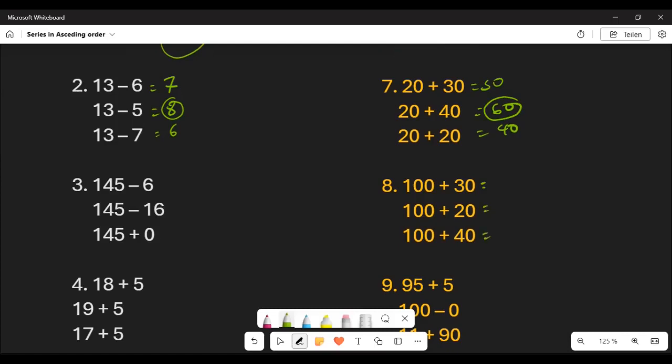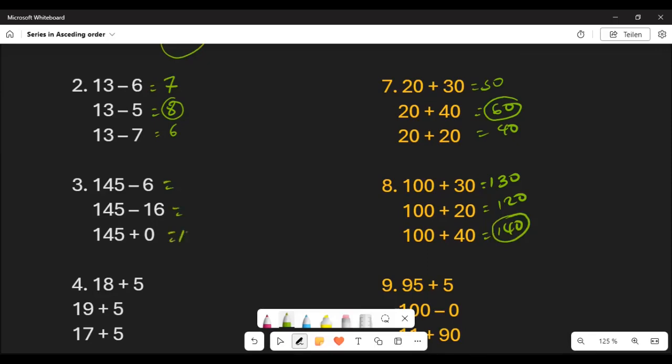So number 8, 100 plus 30 will give us 130. 100 plus 20 will give us 120. 100 plus 40 will give us 140. So in this case, if you consider 120, 130, 140, the largest answer is 140. So you cycle that.